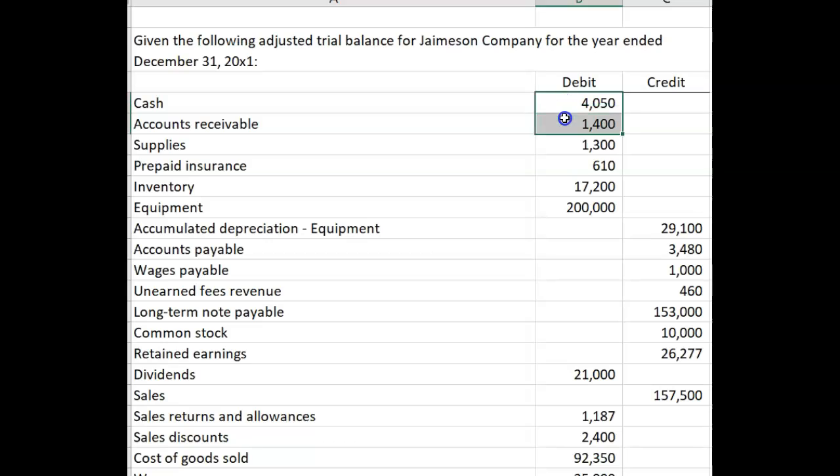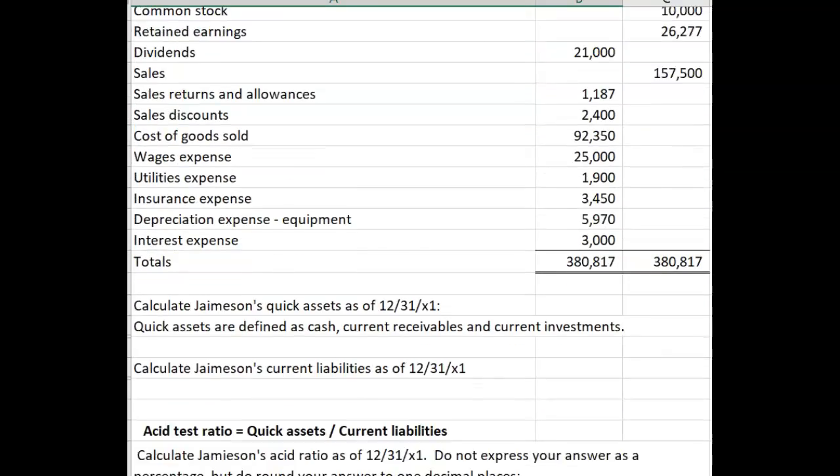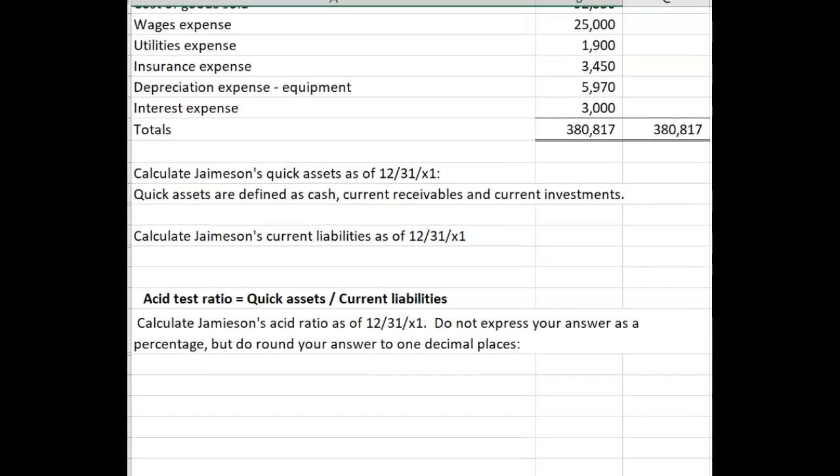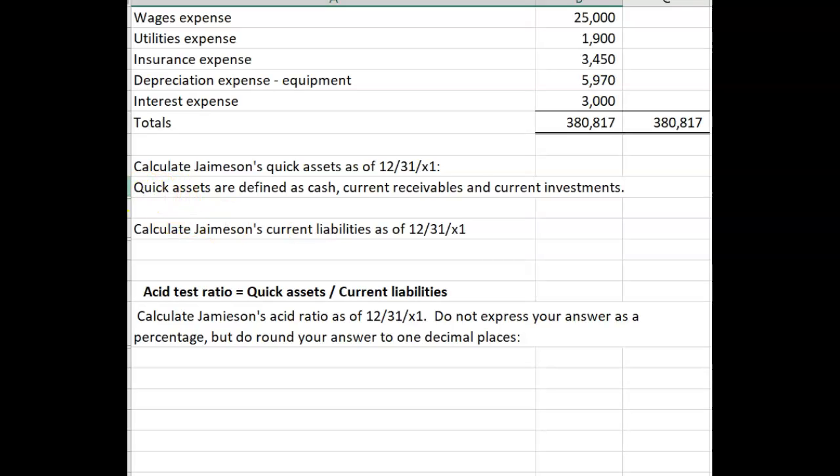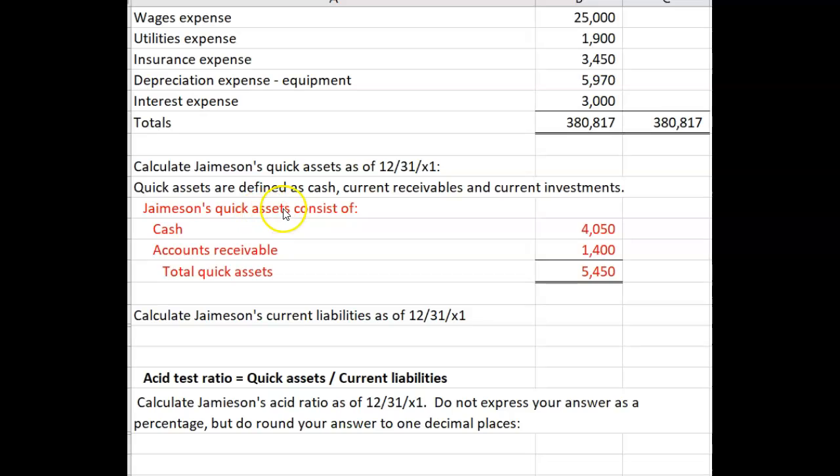Therefore, these are Jamison's quick assets. So Jamison's quick assets consist of cash, $4,050, accounts receivable, $1,400, and that equals total quick assets of $5,450.